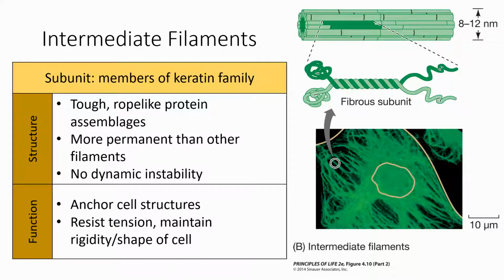Intermediate filaments tend to be made up of various members of a family of proteins called keratin. Notice, once again, we're looking at proteins. All elements of the cytoskeleton are made of proteins. These tend to be more permanent than the other two types of fibers. They're not built and broken down very quickly, so they tend to be more long-term permanent structures. They help maintain the shape of the cell, and they will anchor cell structures.